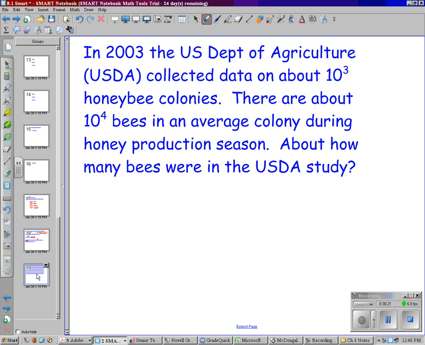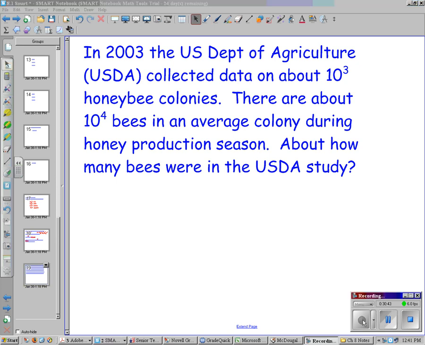Well, both of these numbers are in order of magnitude. Are there exactly 10 to the third honeybee colonies? No. Are there exactly 10 to the fourth bees in every colony? No. It's close to that. I want you to talk to your partner and decide how many bees are there in this study. Okay, talk to your partner. See what you should do about the math here.